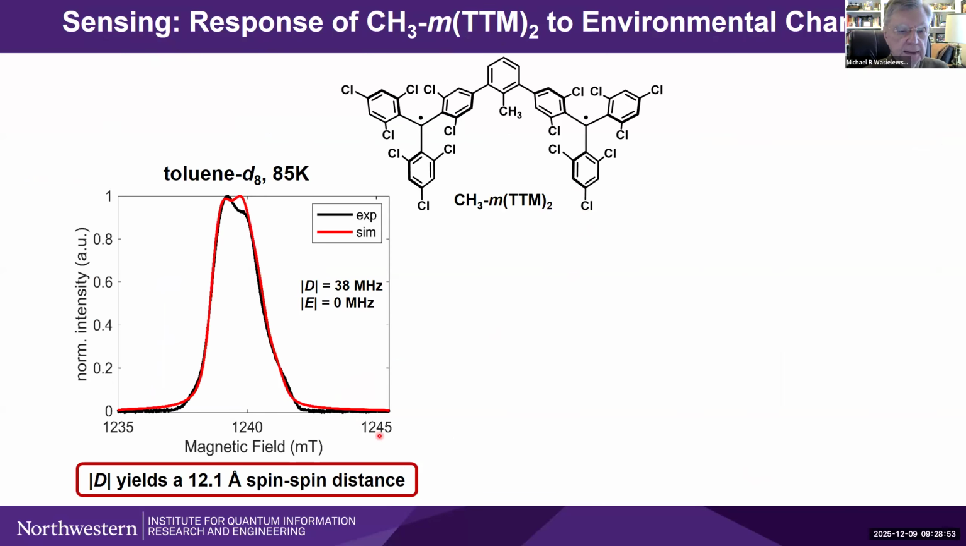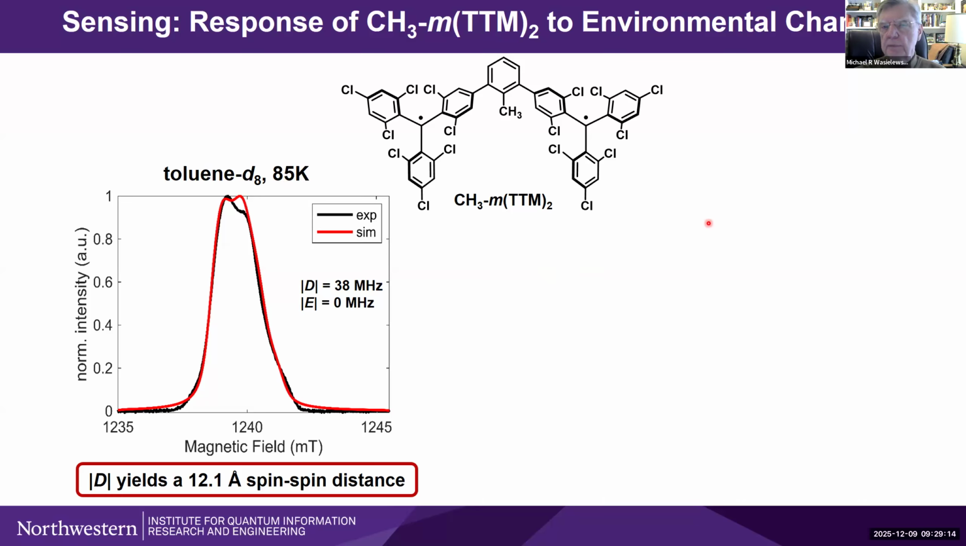Here I duplicate again, just for everybody's consideration, the Q-band EPR spectrum of the ground state of this system, and the zero field splitting D value yields a 12.1 angstrom spin-spin distance if one assumes a point dipole approximation. And that's at 85 Kelvin again.